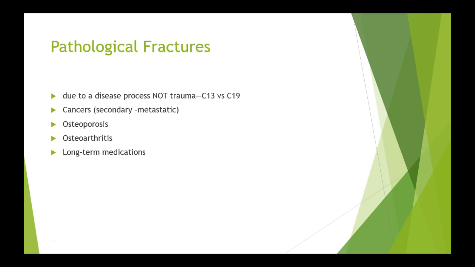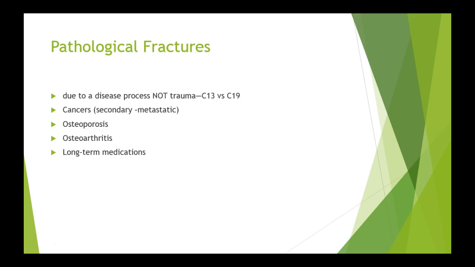Pathological fractures are in this chapter, Chapter 13, and these are fractures that are due to some kind of disease process and not a fracture from trauma. Trauma fractures will be in Chapter 19 of the tabular list, and we'll talk about those later on. They can be due to things like cancers. Remember our bone cancers back from our earlier chapter are often secondary cancers. So it is often metastasized from another location.